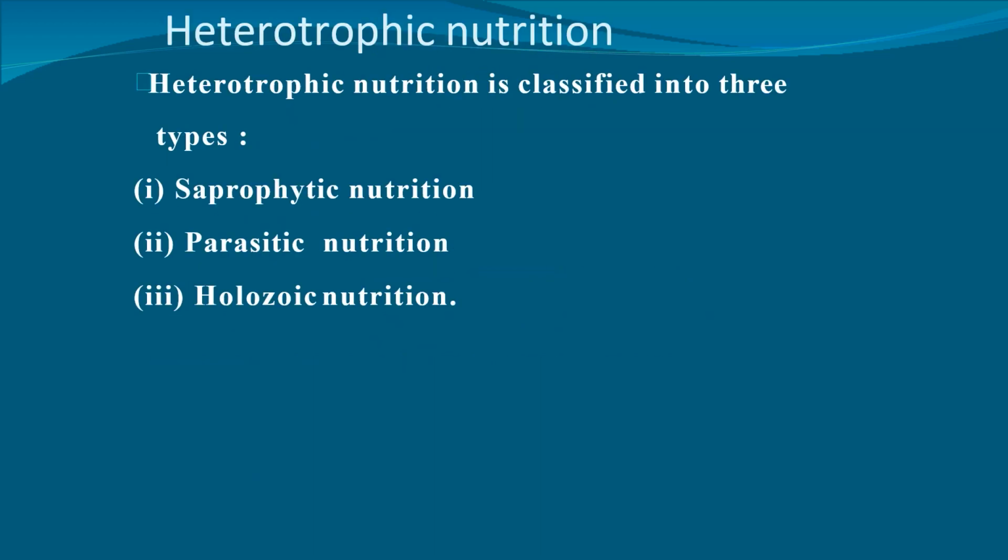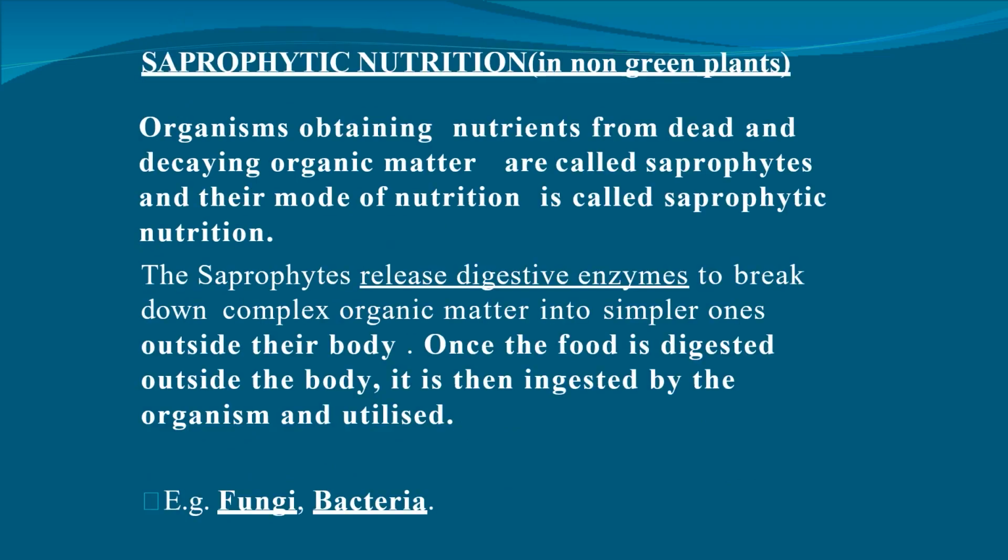Heterotrophic nutrition is classified into 3 types: saprophytic, parasitic and holozoic. First we will discuss the saprophytic mode of nutrition, which happens in non-green plants. Students, you may recall, green plants show autotrophic nutrition. Organisms obtaining nutrients from dead and decaying matter are called saprophytes, and their mode of nutrition is called saprophytic nutrition.